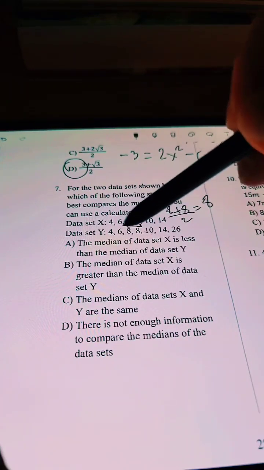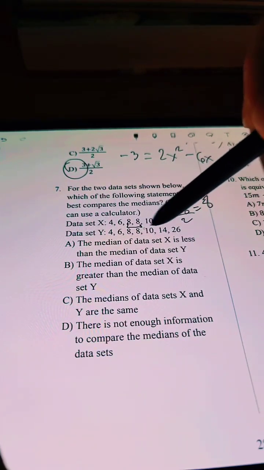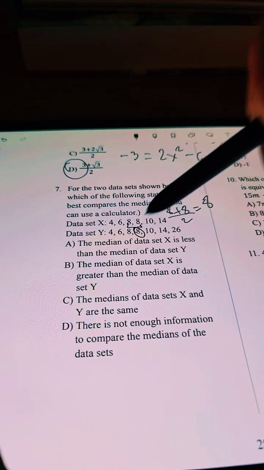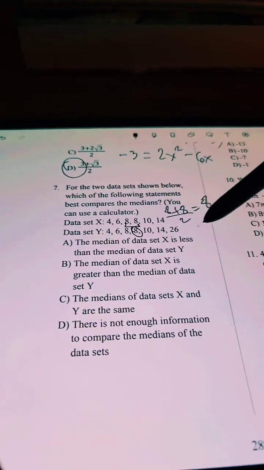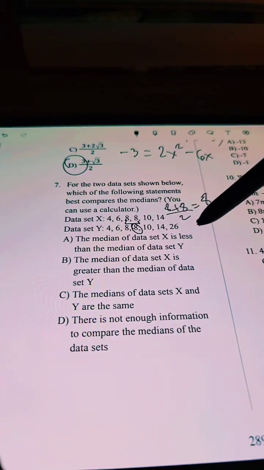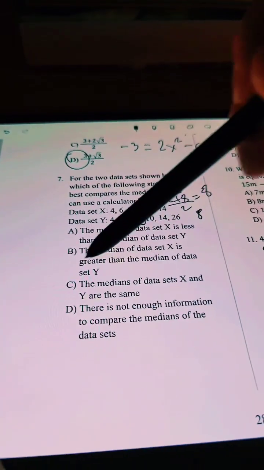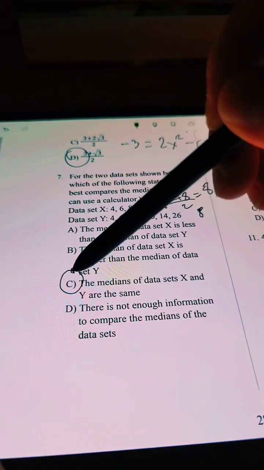And then over here, we have an odd number list. So the middle number is just one value. It's just going to be 8 because then there's 3 on the left, 3 on the right. So the middle is 8. And so that means they have the same median. So I want to look for the answer that says that, which is just C.